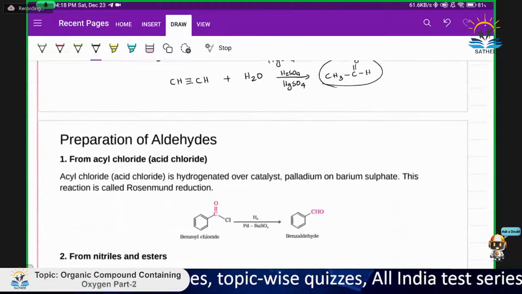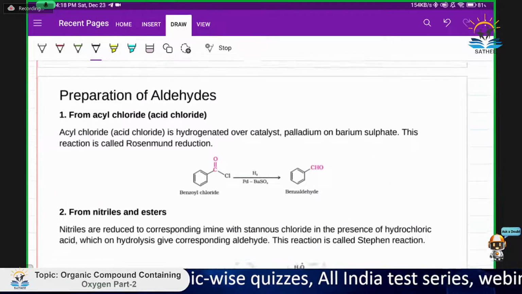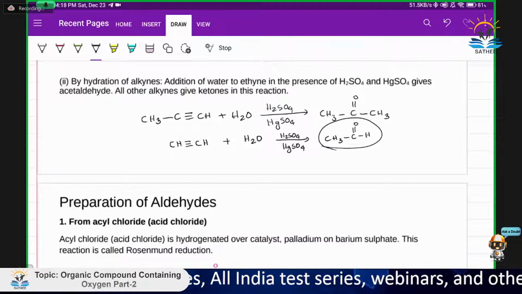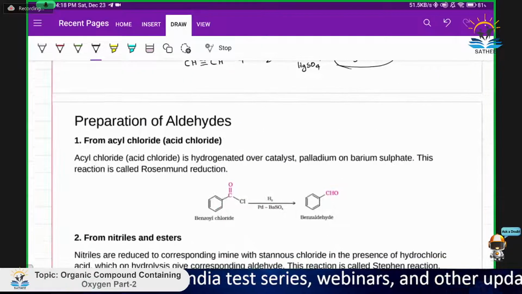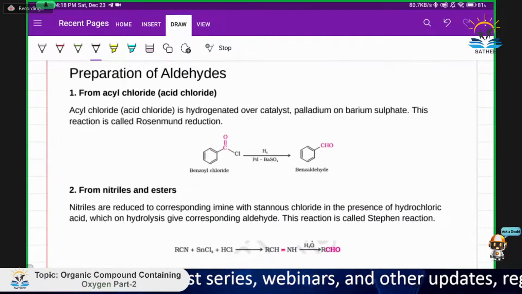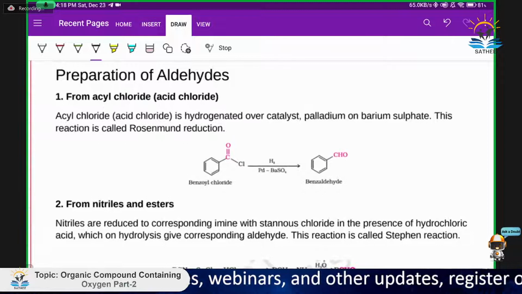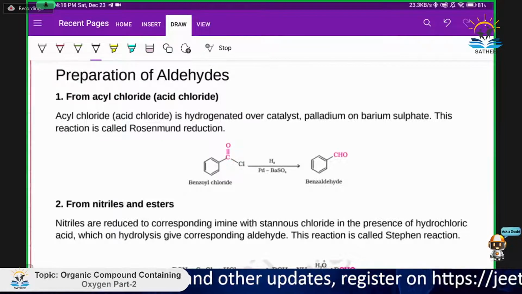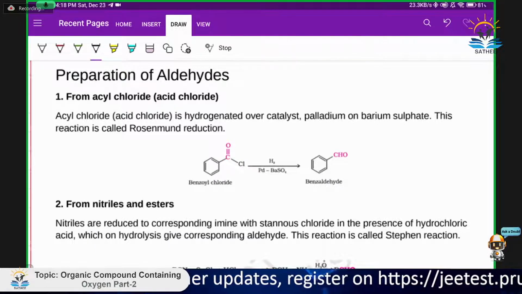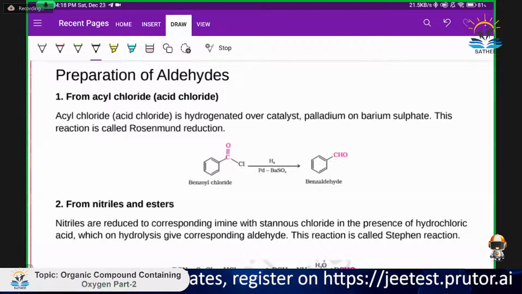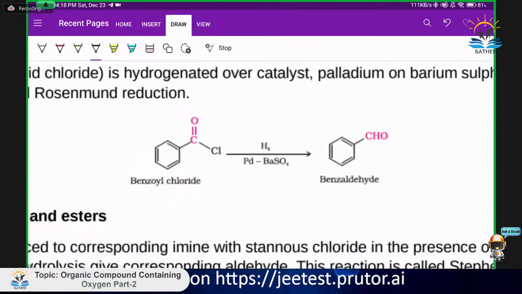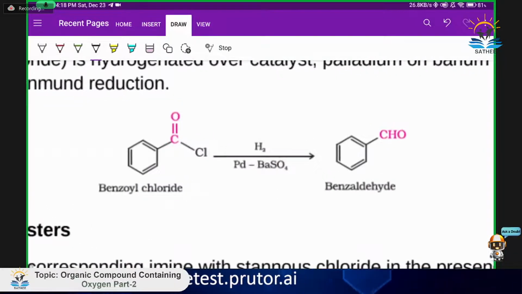Now, preparation of aldehydes. So we talked about some common methods until now for both aldehydes and ketones. Now we'll see methods exclusively for aldehydes. First method of preparation is from acyl chloride. Acyl chloride or acid chloride is hydrogenated over catalyst, palladium on barium sulfate. This reaction is called Rosenmund reduction. So when we react acyl chloride with hydrogen in the presence of palladium barium sulfate, we will get the corresponding aldehyde.